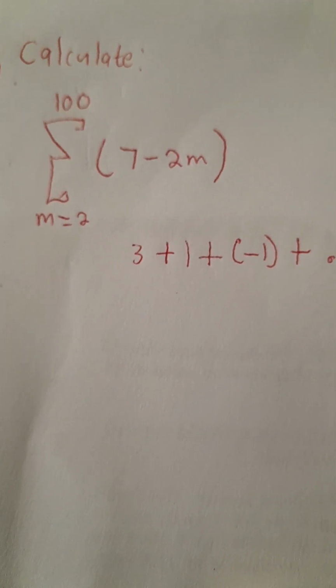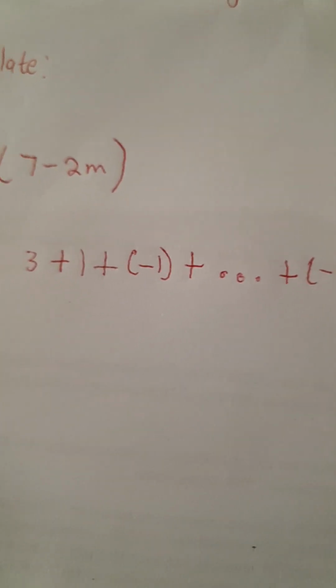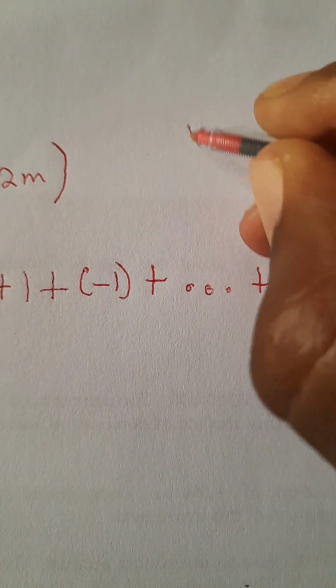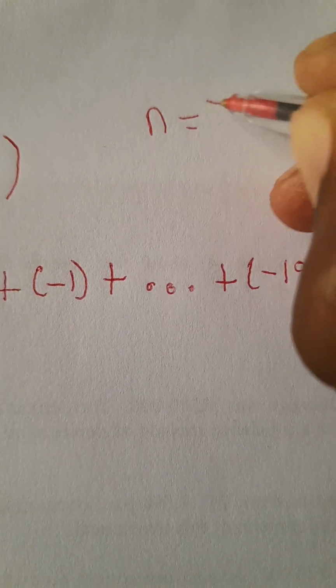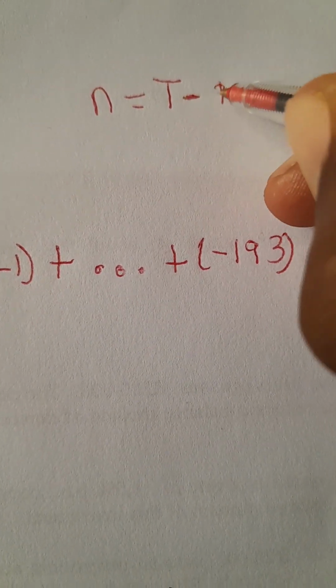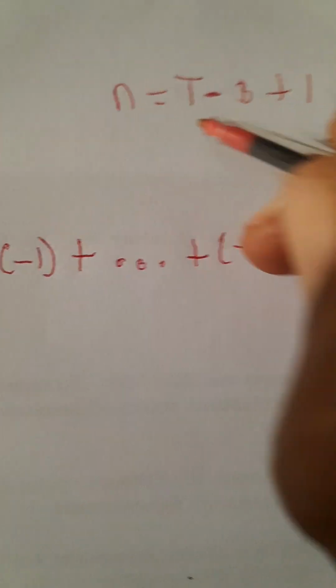So remember, they said we need to calculate the sum of 100 terms. Specifically, we are not calculating the sum of 100 terms here. Why am I saying so? Let's take a look here. You will use this formula: n is equal to, so we need to find the number of terms, top minus bottom plus 1, the end point minus the starting point plus 1.